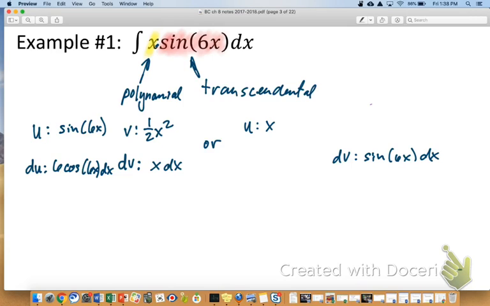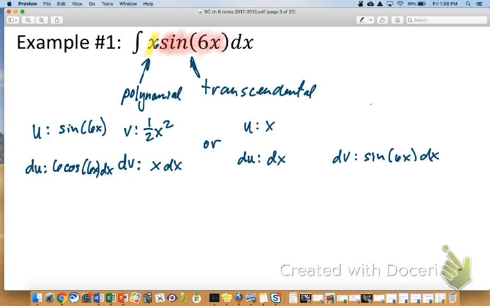Okay. So then, let's do the other one too, because I'm going to let you guys pick here in a second which you think is the better of the two. So over here, if u is x, what do you think du would be? Say again? 1, and technically 1 dx. So I'm just going to write dx there.